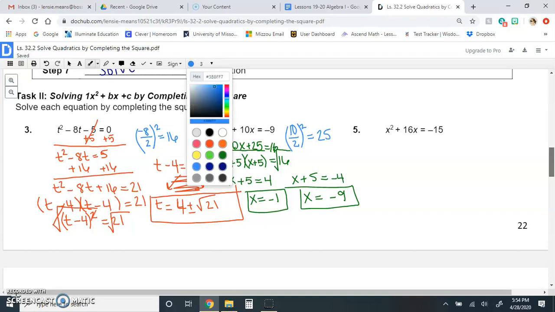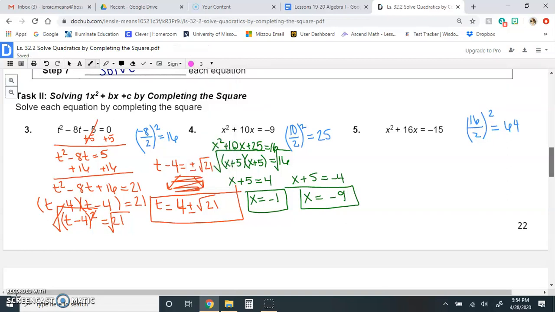All right, so it's already in the correct format, so we're ready to calculate our b over 2 squared, which was going to give us 64. So I'm grabbing a different color here. Okay, so I'm going to add that to both sides. I have x squared plus 16x plus 64, and 64 minus 15 gives us 49.